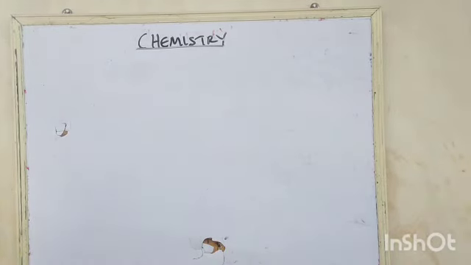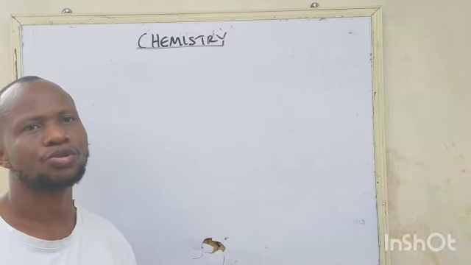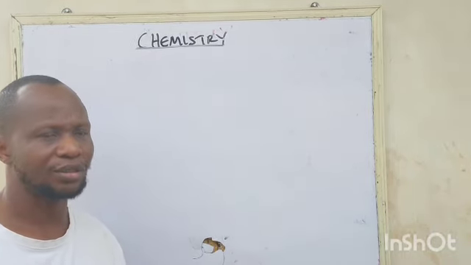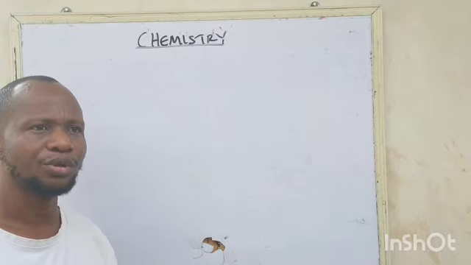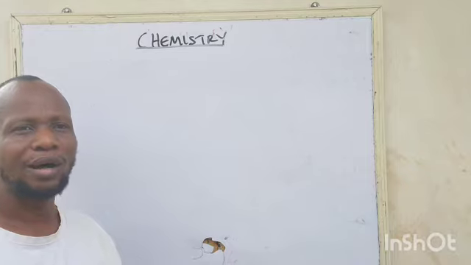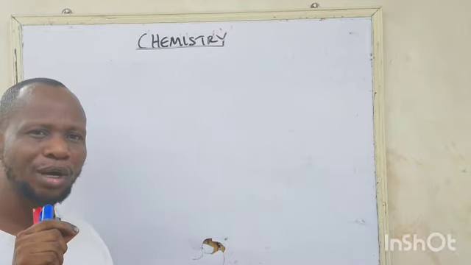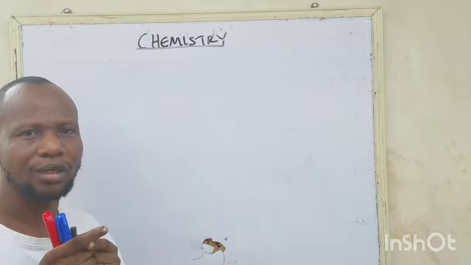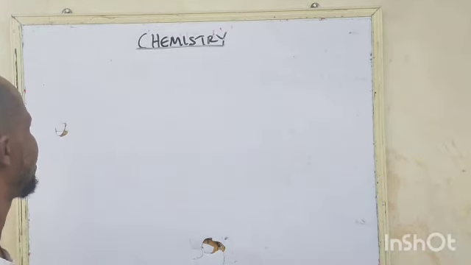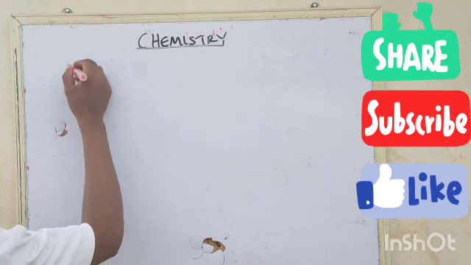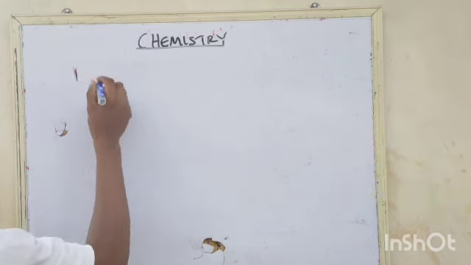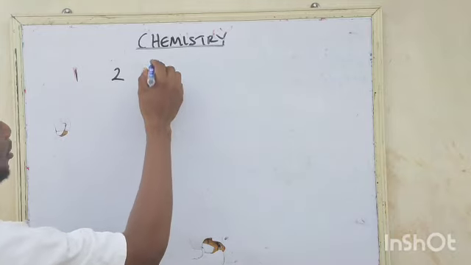Today we'll be talking about how to identify the oxidation number of elements of the periodic table, and how to calculate or identify the oxidation number of a radical. So we start with the first 20 elements, where we have 8 groups.